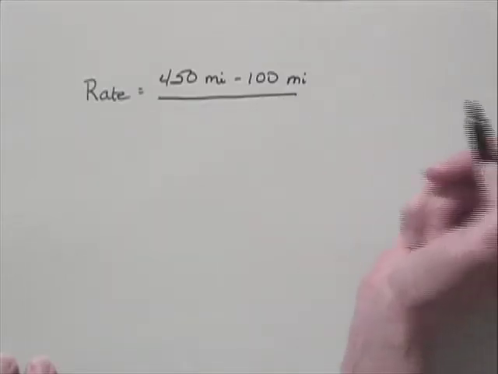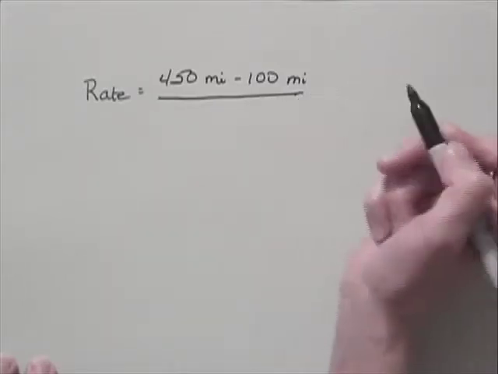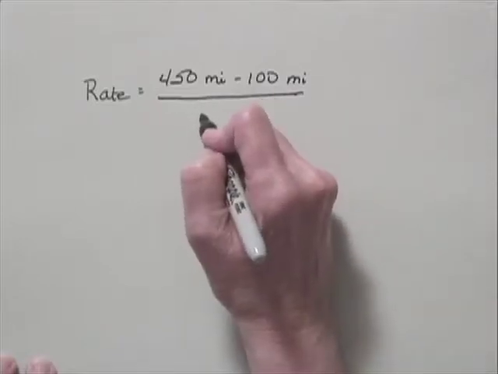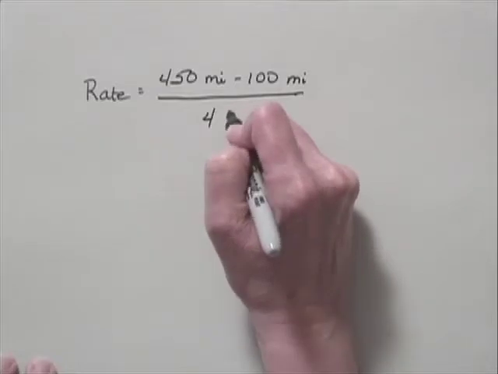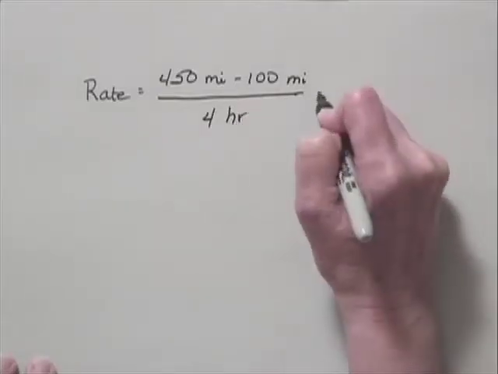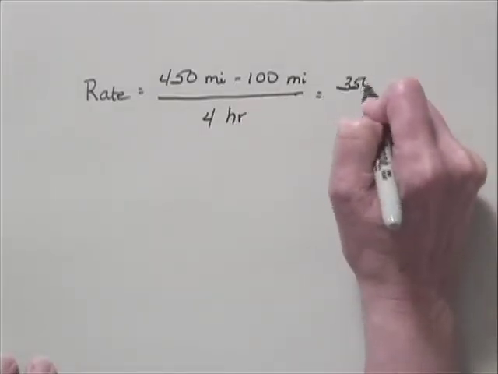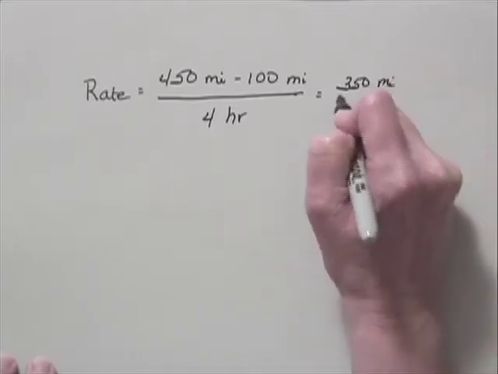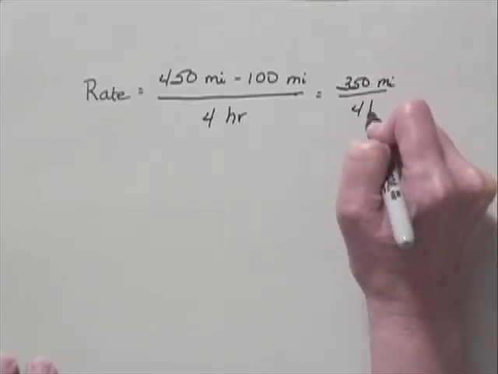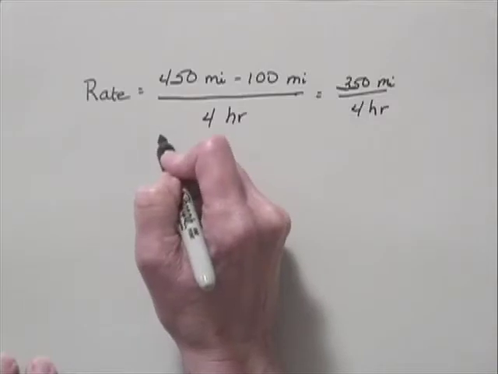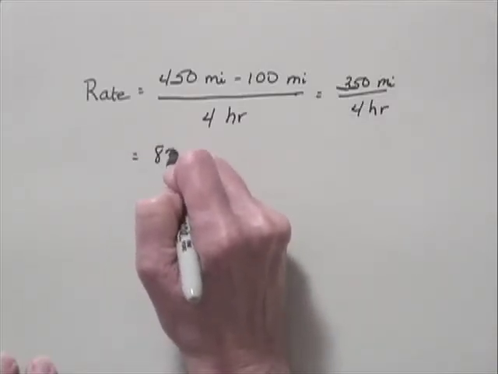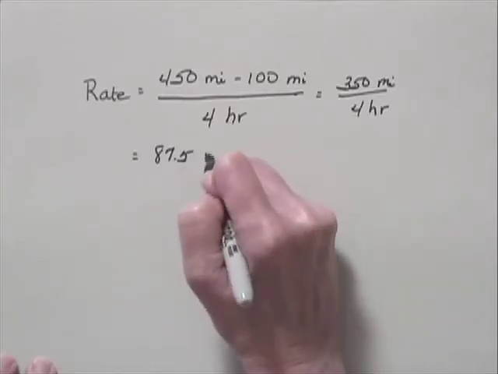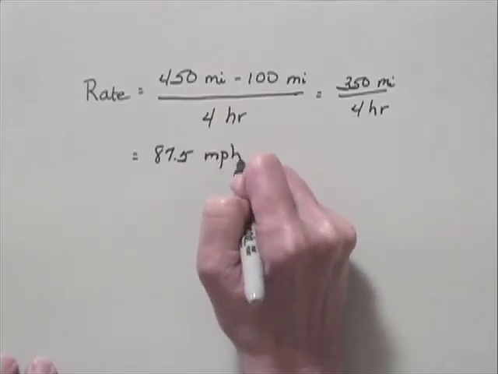That's the distance the train has traveled in this time period. And the time goes from 1 p.m. to 5 p.m. So that time that's elapsed is 4 hours. So we have 350 miles over 4 hours. And that is equal to 87.5 miles per hour, or mph.